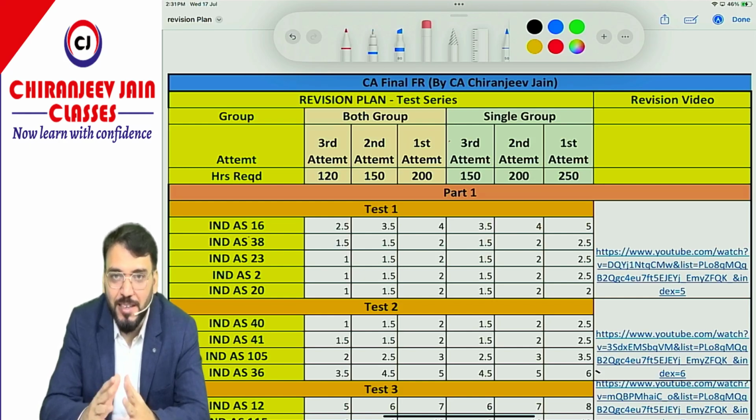Today I am here to discuss the revision plan for CA Final Financial Reporting for the upcoming exam, November 2024. As you all know, in the last video we already discussed how to start or restart your overall preparation, whether you are writing both groups or a single group. We discussed how much time you need to revise, whether that much revision is possible or not, how many hours are required, which books you need to follow, and what about notes and amendments. Everything was discussed in that video.